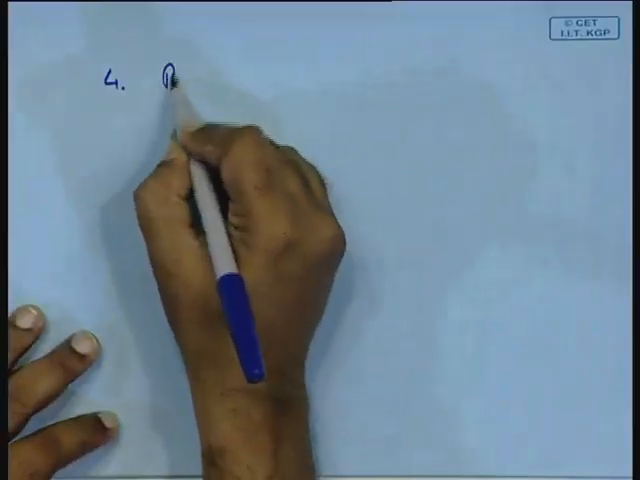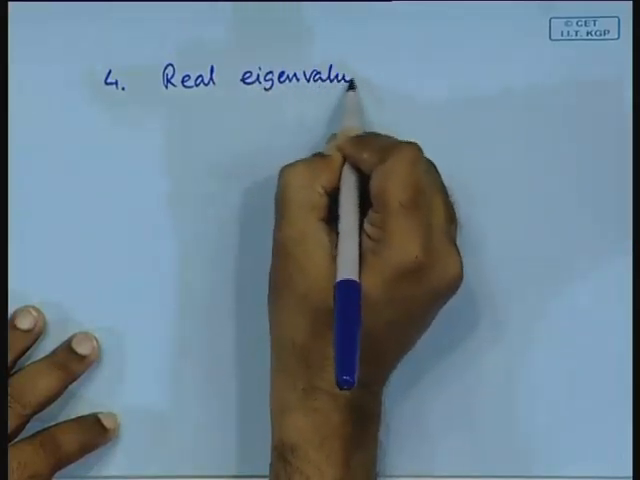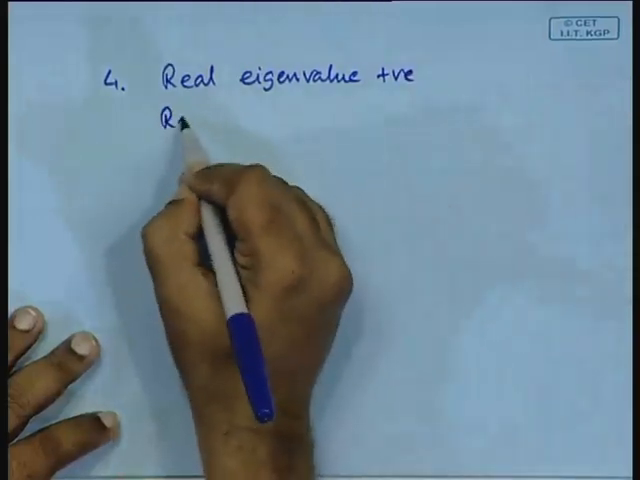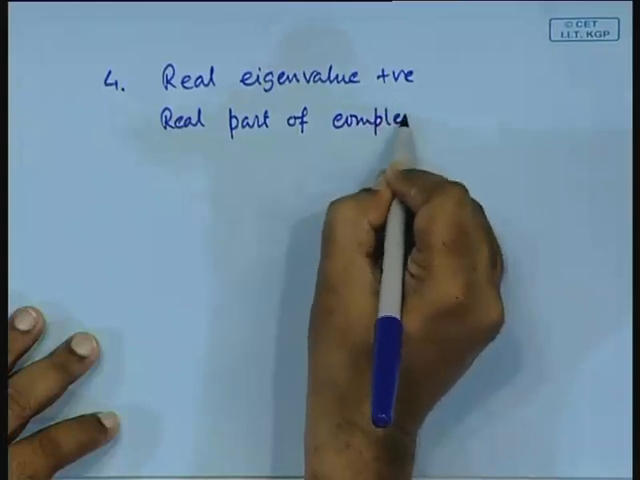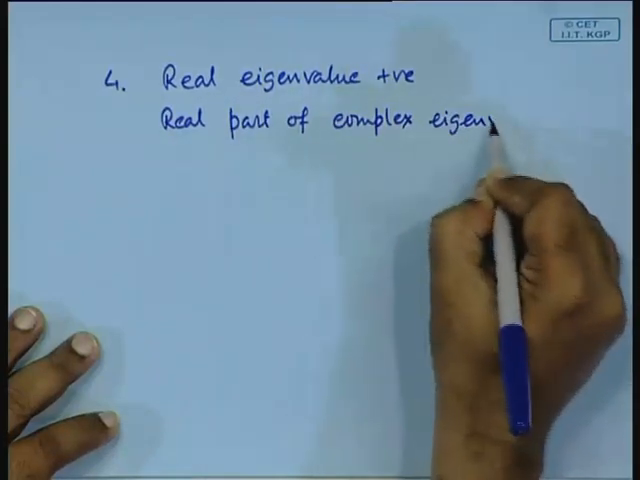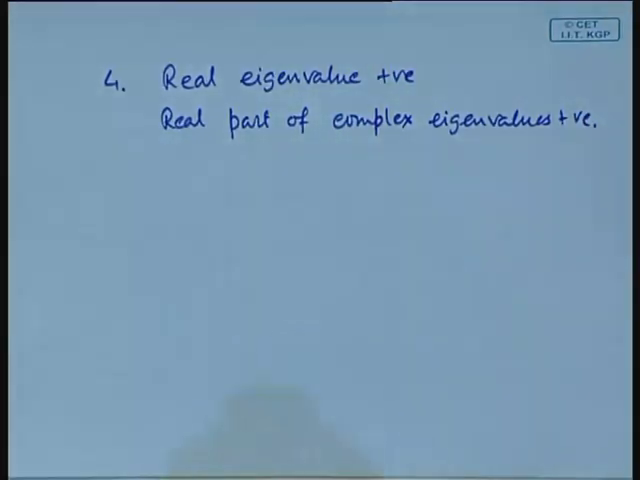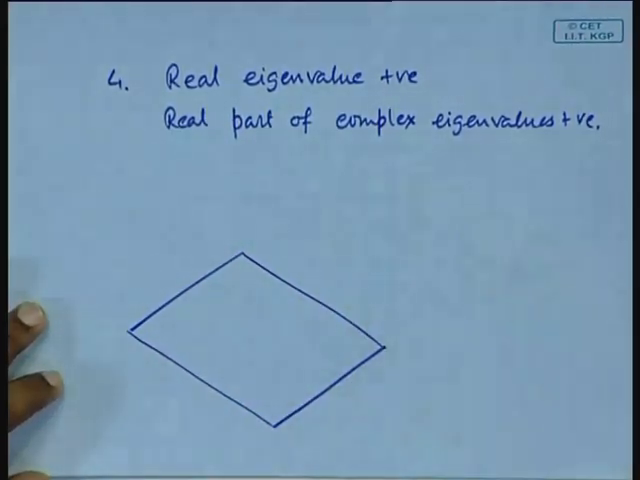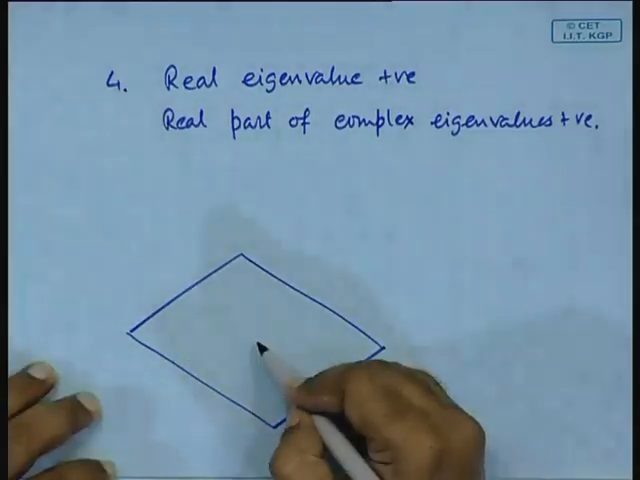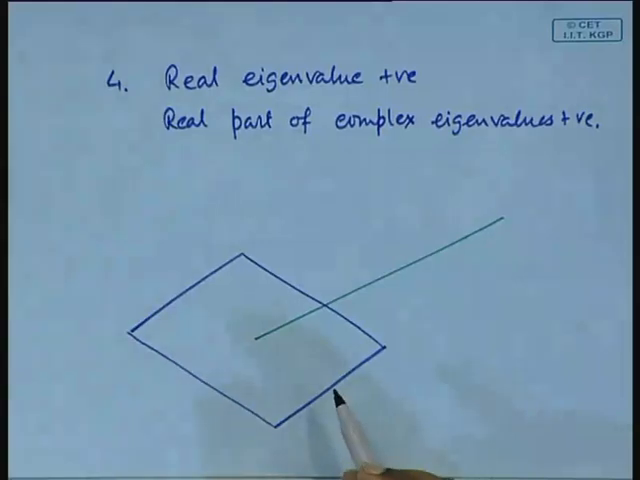And now the final one, fourth: real eigenvalue positive and real part of complex eigenvalues positive. In that case, again there will be some kind of a plane, and there will be a direction. This is unstable, that is unstable. In both directions it will go out.